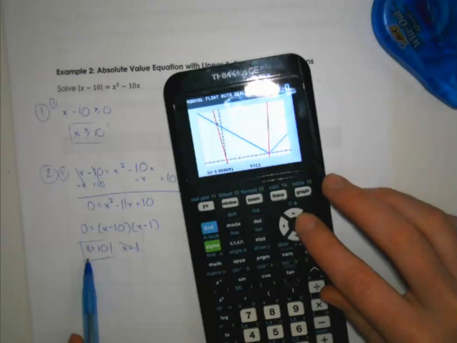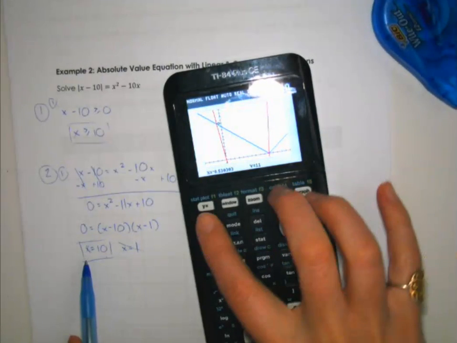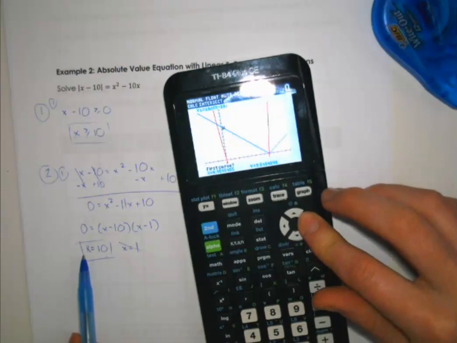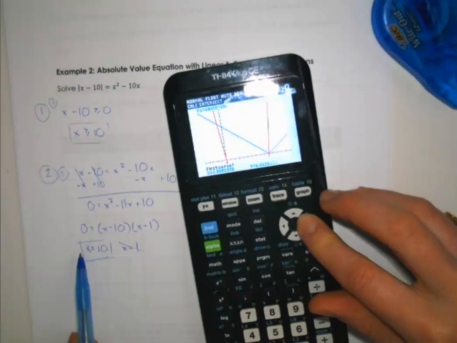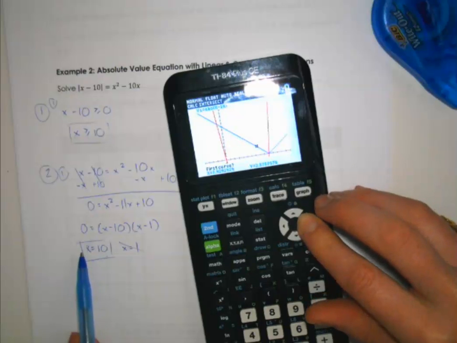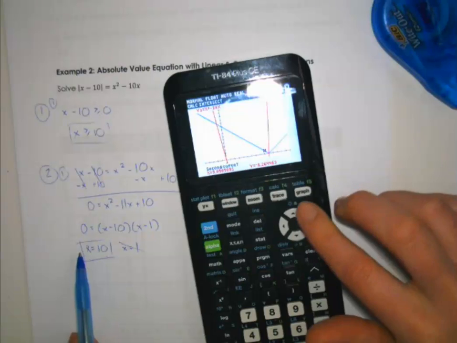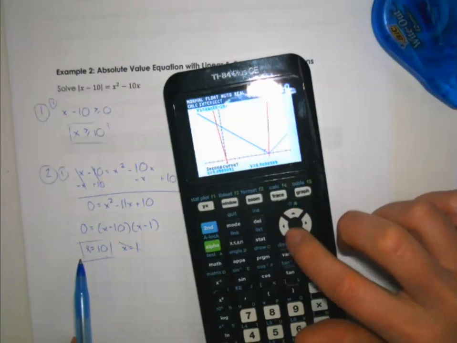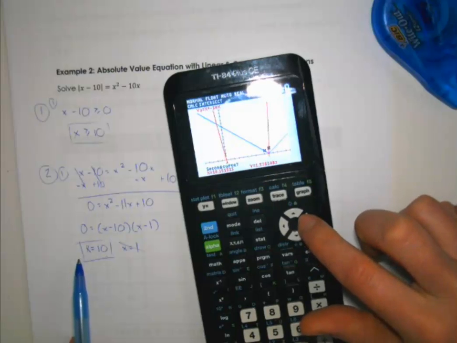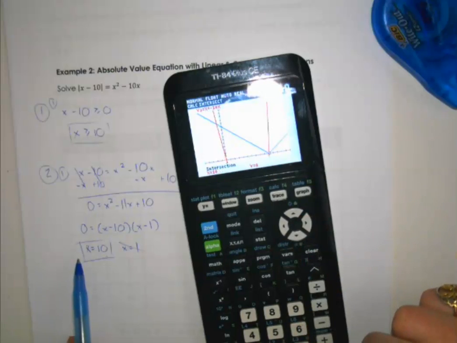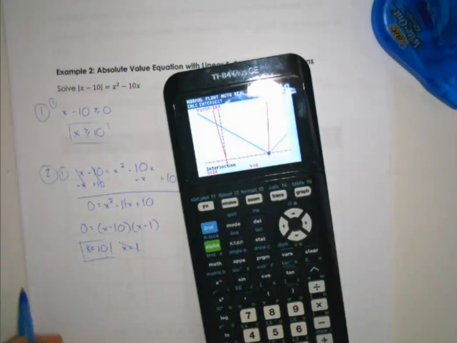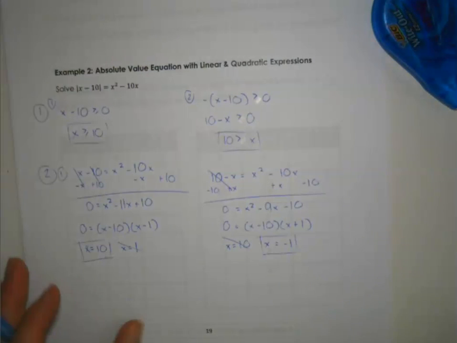For our next one, we said it'd be x equals 10, so again, we can go to calculate, intersect, and go closer over to the intersection here. Oops, sorry guys. There we go. And we get x equals 10. So we've confirmed that those are intersection points, so we know that those are both valid solutions.